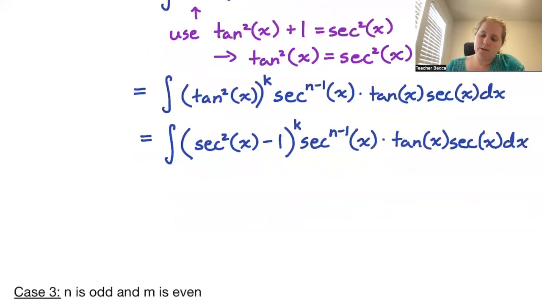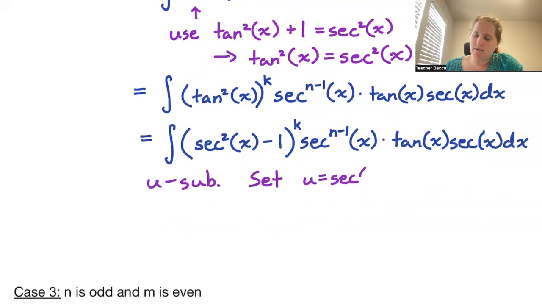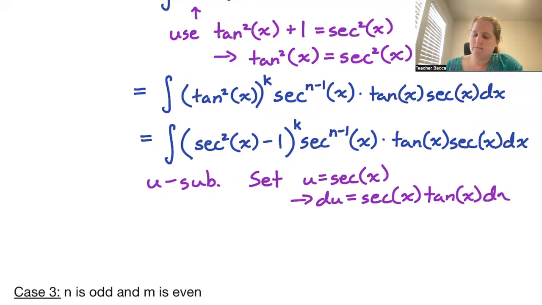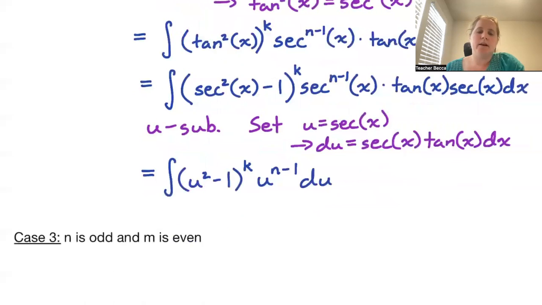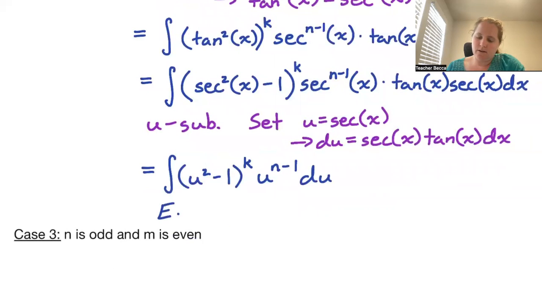We will now apply u sub. We will set u equal to secant of x. Our du is that derivative of secant of x, secant x tan x dx. And so we wind up looking at an integral of u squared minus 1 raised to the k, times u to the n minus 1 du. At this point, again, we expand and integrate.